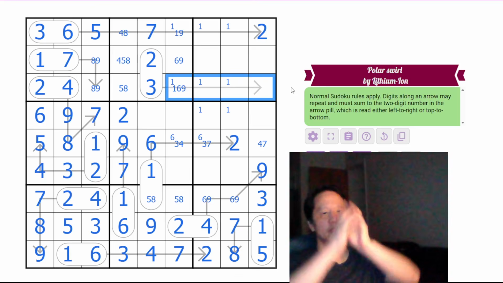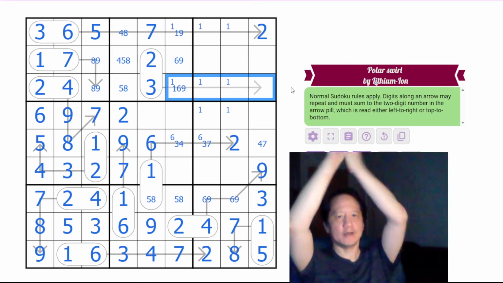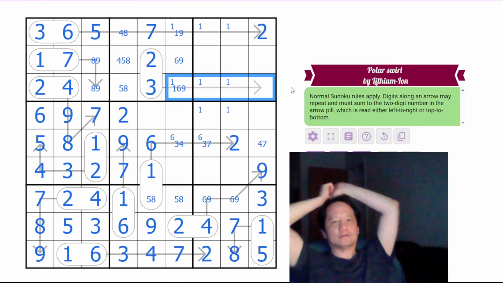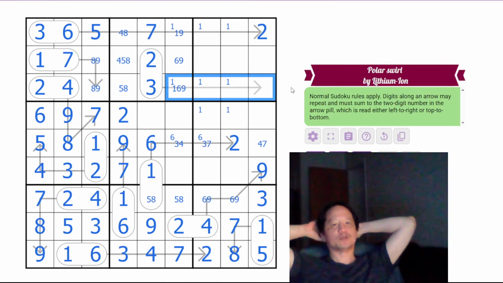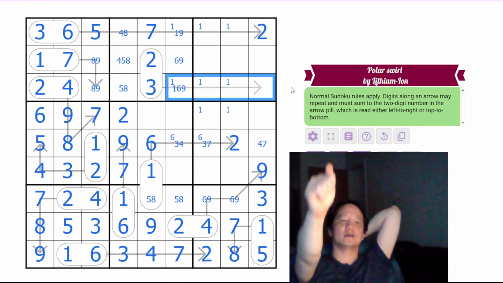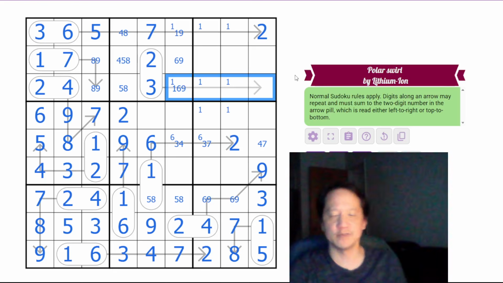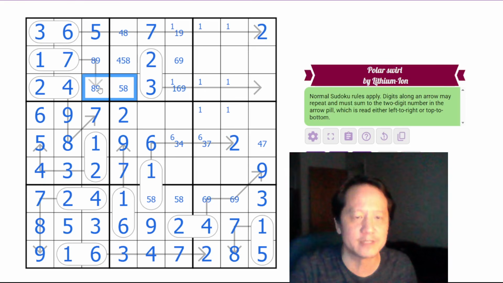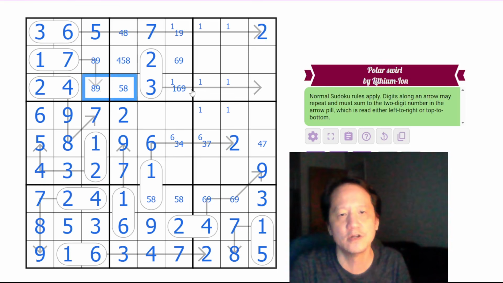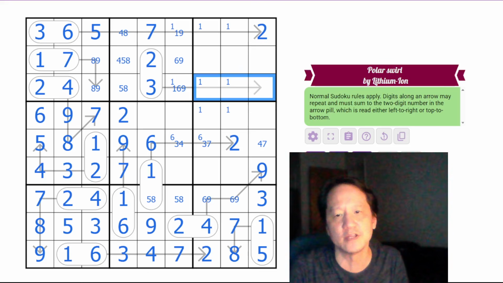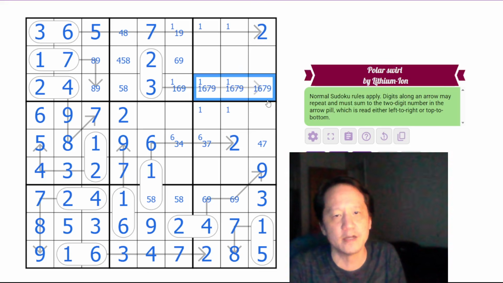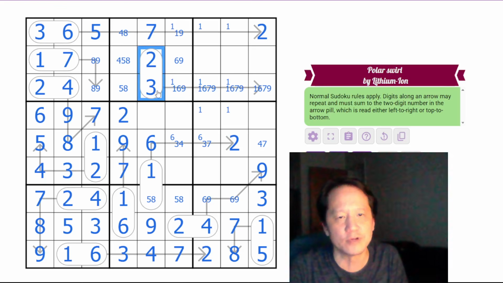With 1, that means the rest of the digits must add up to 22. So it's either 5, 8, 9 or 6, 7, 9. It cannot be 5, 8, and 9 because it would eliminate all possibilities for these cells here. So it must be 679 with the 1, adding up to 23.